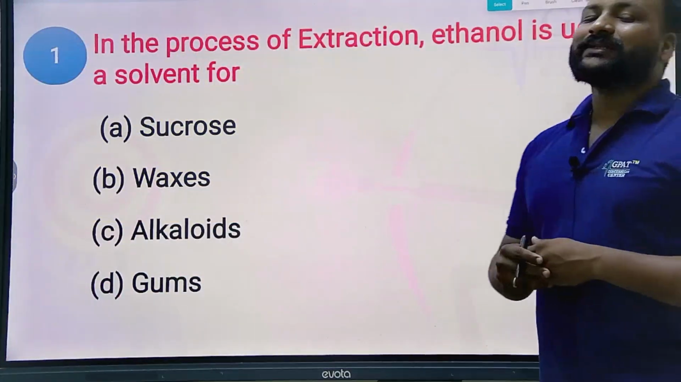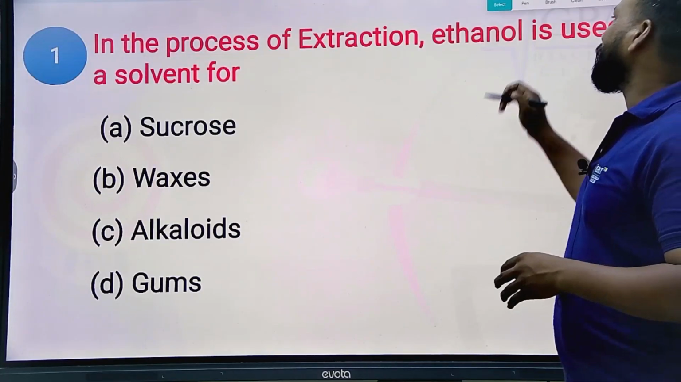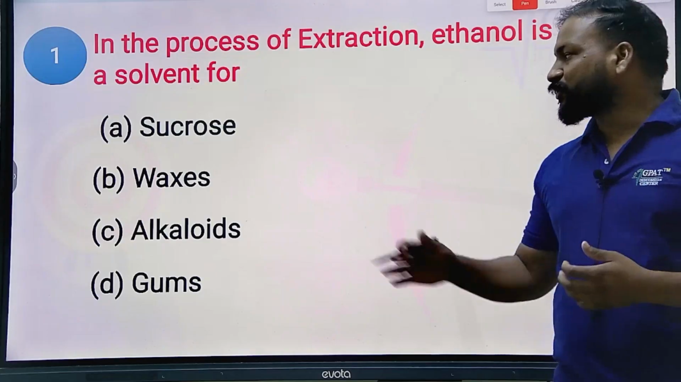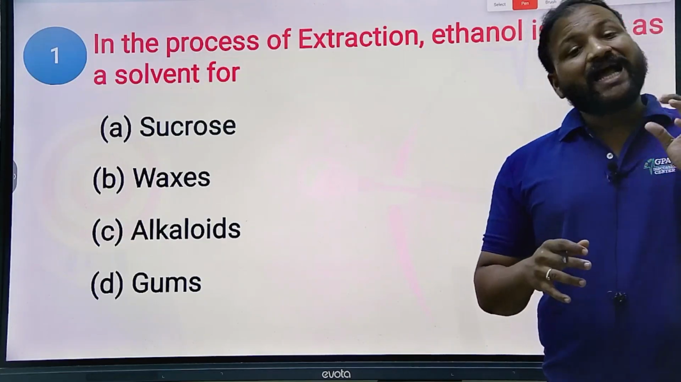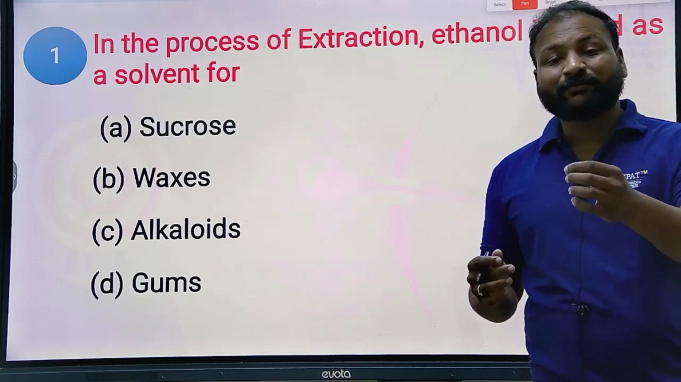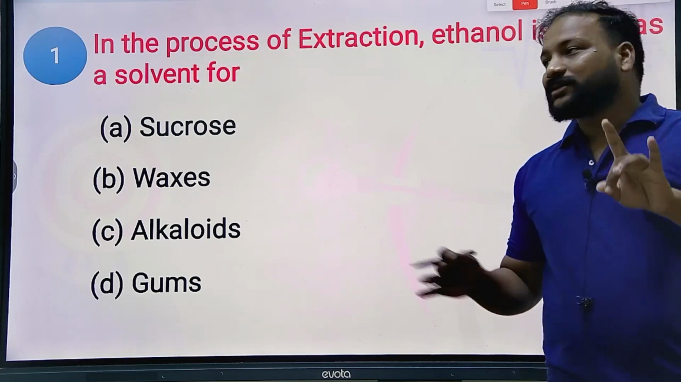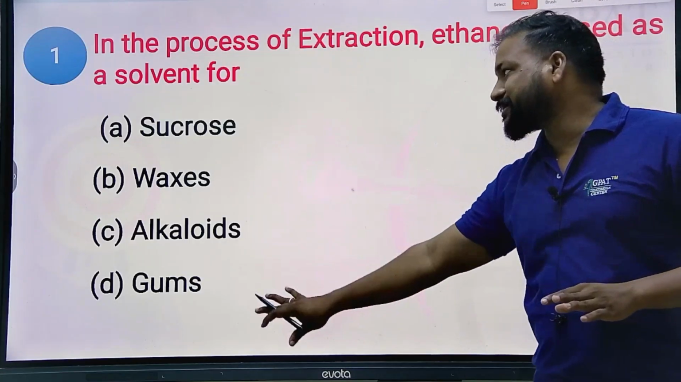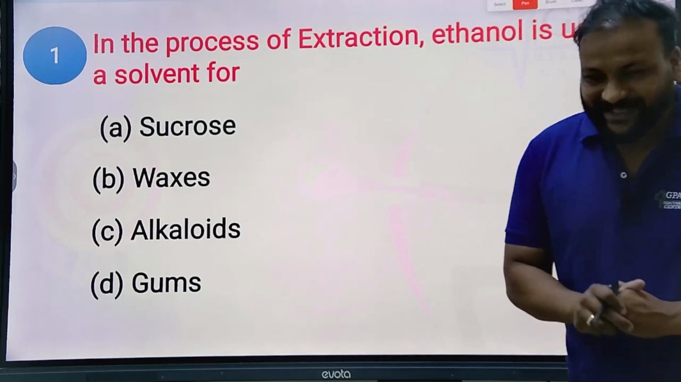First question in the alkaloids. In the process of extraction, ethanol is used as a solvent for which of the following? Ethanol, or alcohol, is an ideal solvent for which of the following, because based on the chemical and physical properties of the secondary metabolites, we choose a solvent: sucrose, waxes, alkaloids, or gums. What could be the right answer?